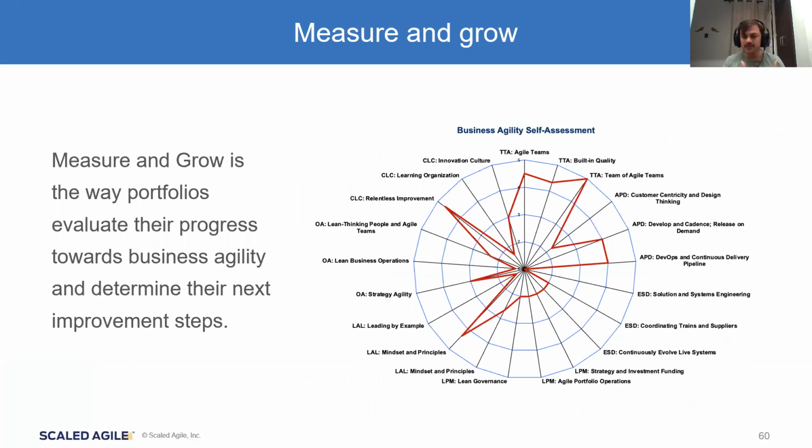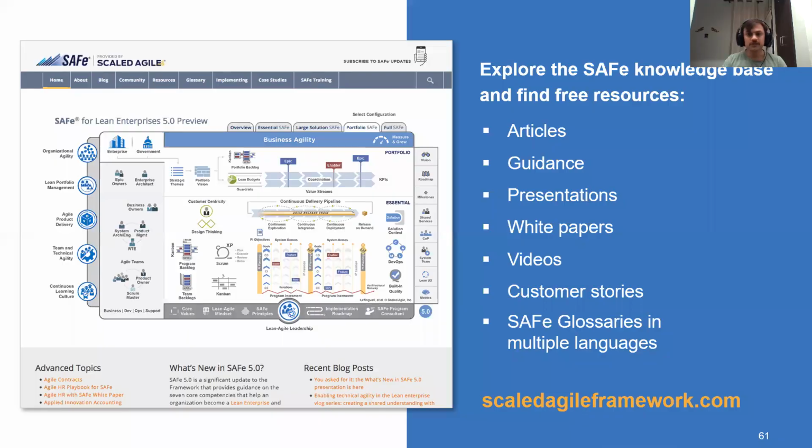And there are questionnaires, and you can have a guided evaluation to know what your current state is, how you want to reach a to-be state, and what kind of actions you should take to achieve business agility. So now for more, you can visit scaledagileframework.com. They have enough articles, guidance, presentations, and videos which can help you in learning and knowing more and more about SAFe.